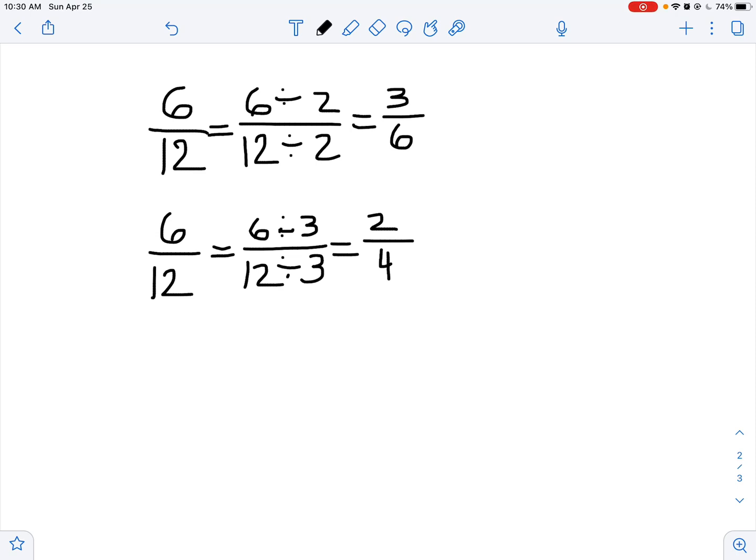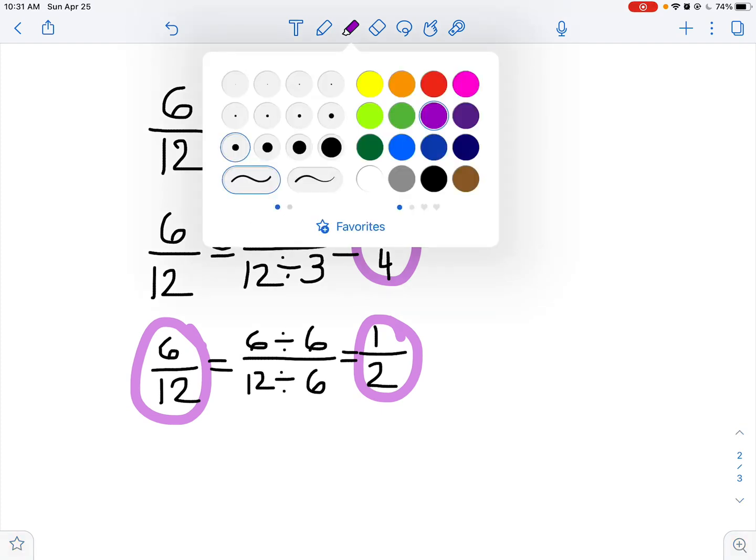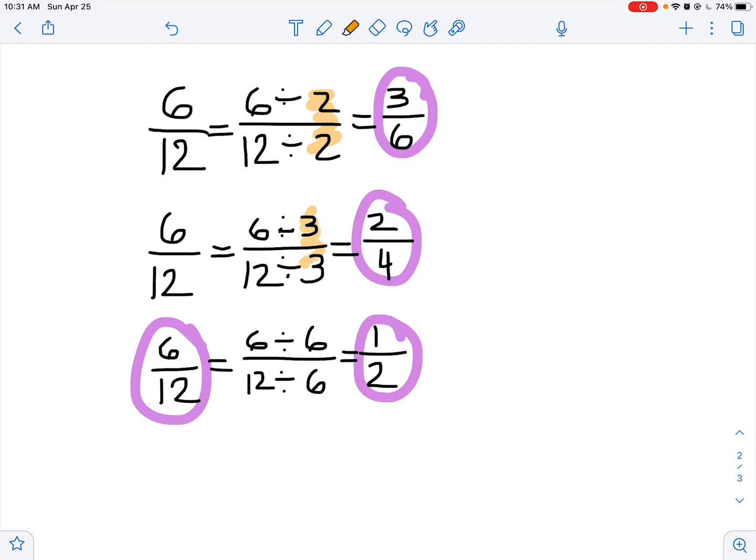Now recognize something, guys. We can even do it one more time. I know 6 is divisible by 6, and so is 12, so I could do 6/12 and divide both parts by 6. I get 1/2. We know all four of these fractions are all equivalent because they're all equal to 1/2. 6 is half of 12, 2 is half of 4, 3 is half of 6, and obviously 1 is half of 2. Any of these fractions are correct. They are all equivalent. It was just depending on what we decided to divide by that got us our different fractions.